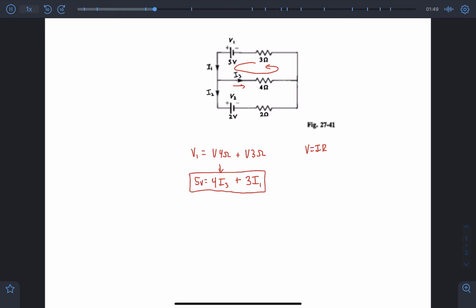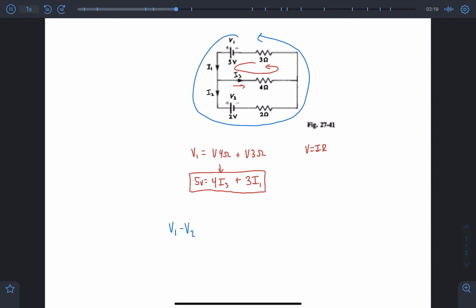Let's take a look at the larger loop now. We go around the entire perimeter of the circuit, and let's write out a KVL equation for that. So to start with our voltages, we've got V1, and we're actually going to subtract from it V2 because they're pointing in opposite directions here. As you can see, the pluses are pointing towards each other. And so V2 will be subtracted from V1.